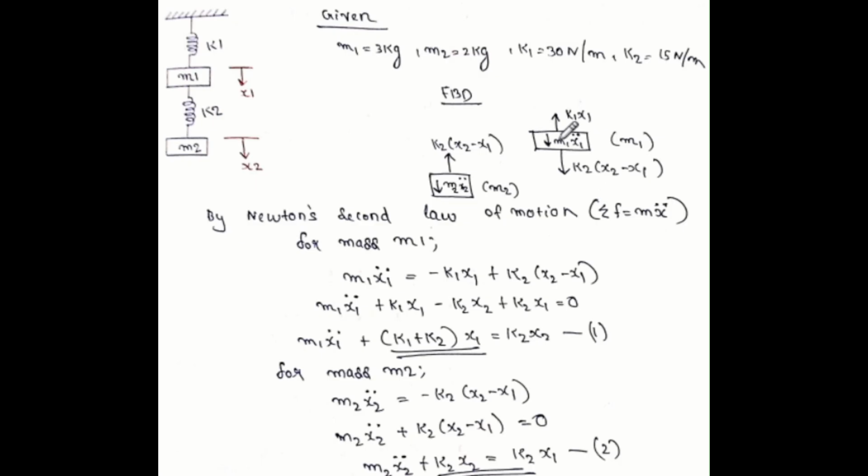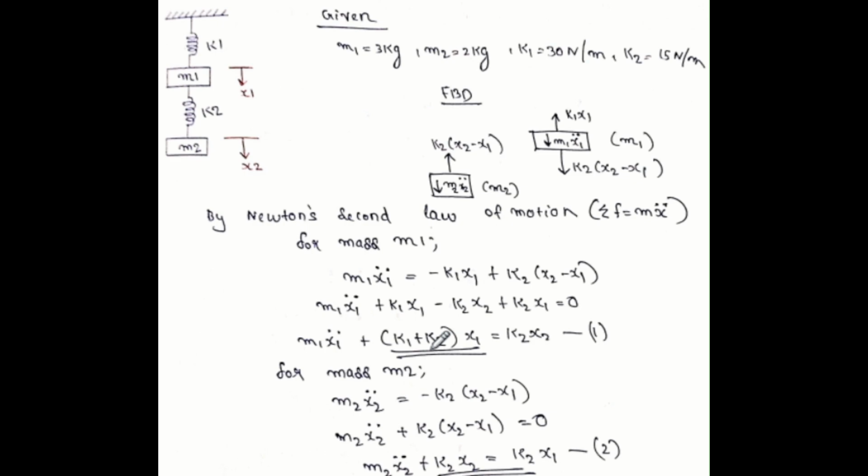So if we consider mass m1, these are the net force and this is ma. So m will be m1 because we're considering mass m1, so m1 into x1 double dot. The force k1 x1 will be negative because it is in the upward direction, and k2 into x2 minus x1 is downward, so it is positive. So net force will be minus k1 x1 plus k2 into x2 minus x1. If I rewrite, it will eventually be this equation: m1 x1 double dot plus k1 plus k2 x1 equal to k2 x2. I'll name it equation number 1.